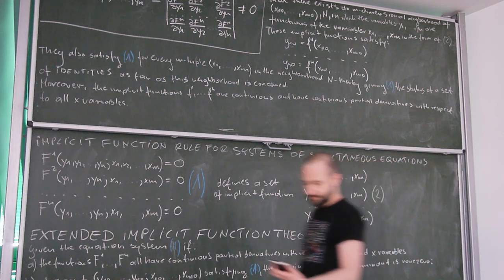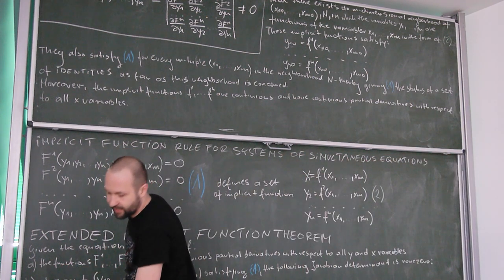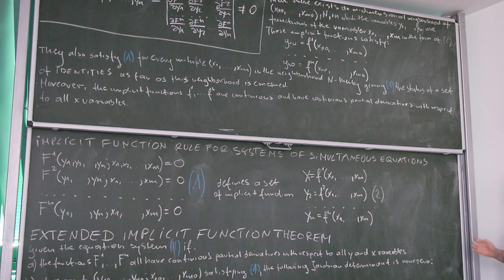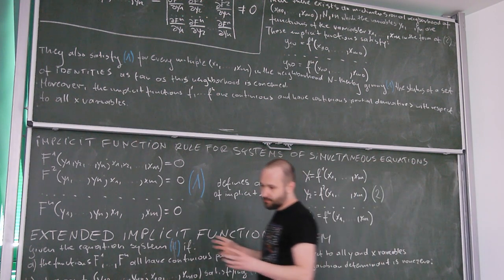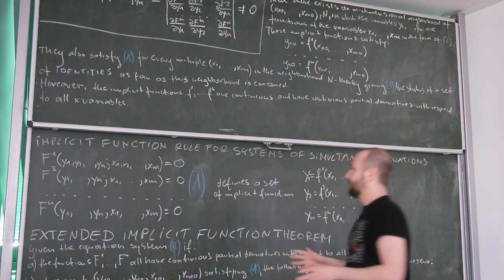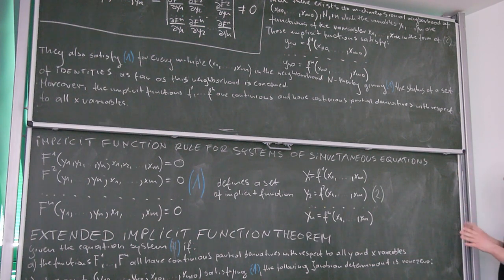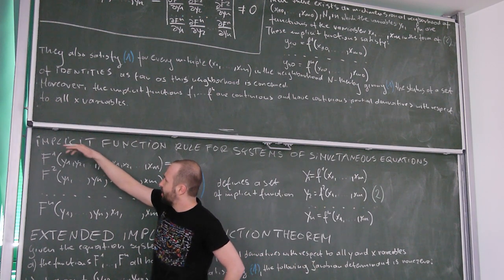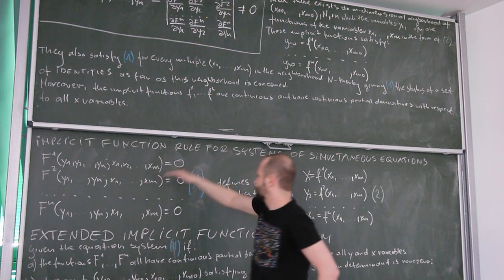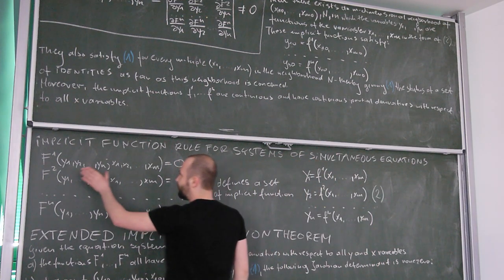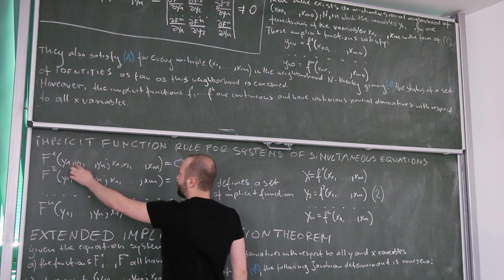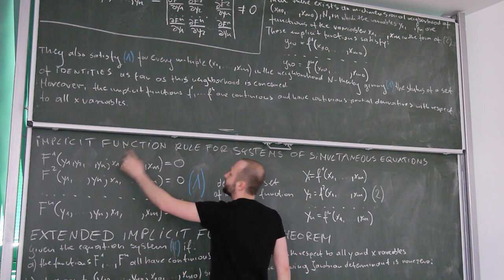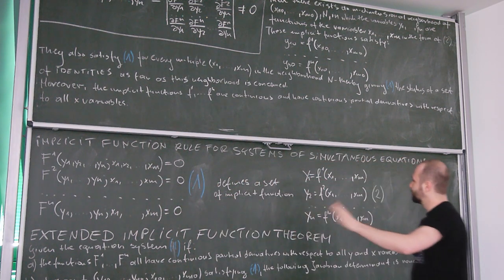Hi. So now, what we're going to do today is to extend the implicit function rule to the system of simultaneous equations. Okay, so now let's consider a case like this. Look, we have a system of n simultaneous equations in the following form. So we've got some functions of y from 1 to n and x from 1 to m. These two numbers can be different.